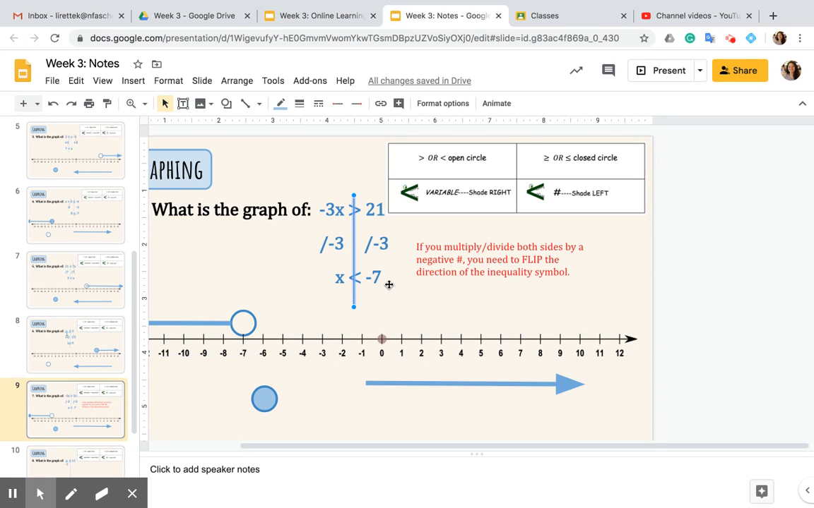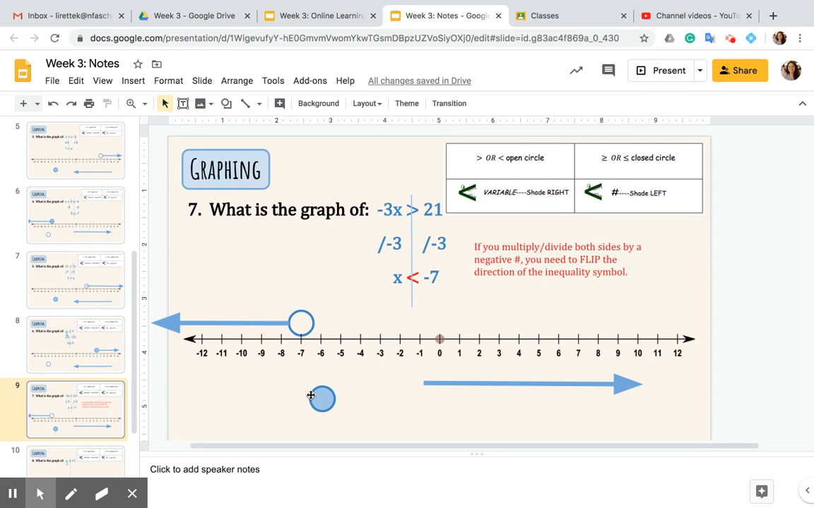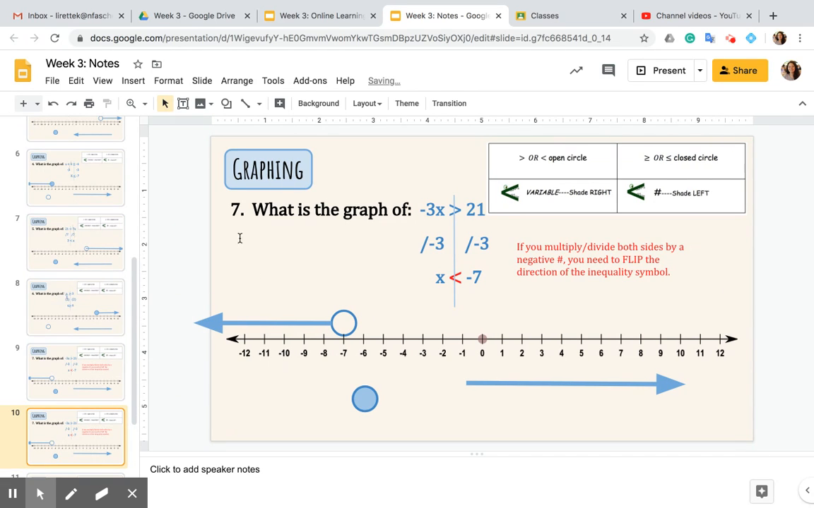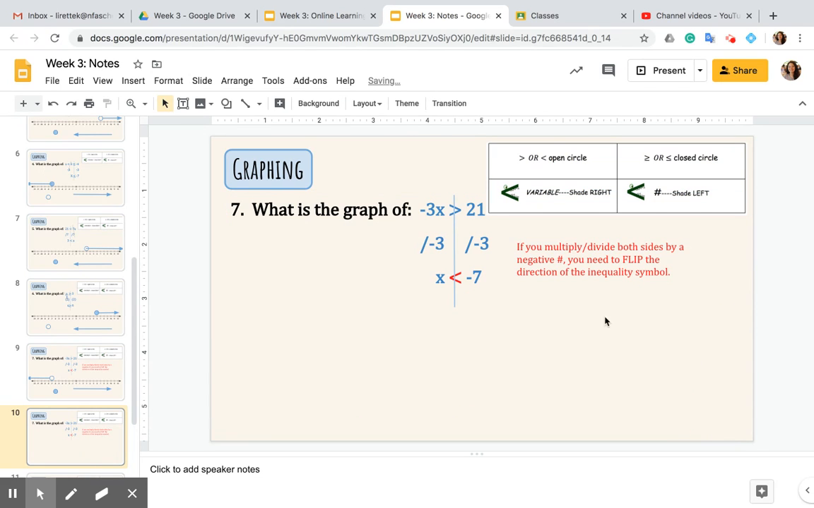Okay? So that's what we did here. We flipped the direction of the inequality symbol. Okay? So why is this? Let me just insert a slide here and delete all of this. I'm going to make an impromptu change here.